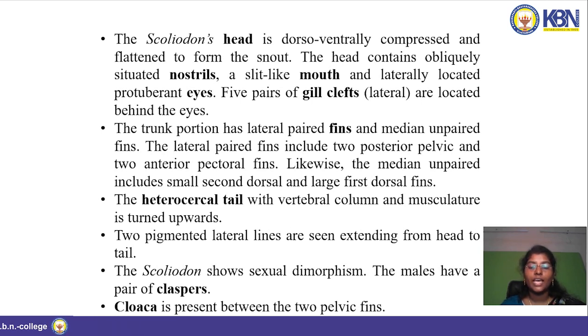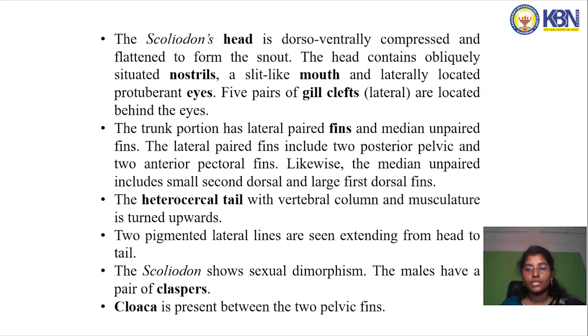The trunk region has lateral paired fins and median unpaired fins. The lateral paired fins include 2 posterior pelvic and 2 anterior pectoral fins. Likewise, the median unpaired fins include a small second dorsal and a large first dorsal fin. The heterocercal tail, with the vertebral column and musculature, is turned upwards. 2 pigmented lateral lines are seen extending from head to tail.